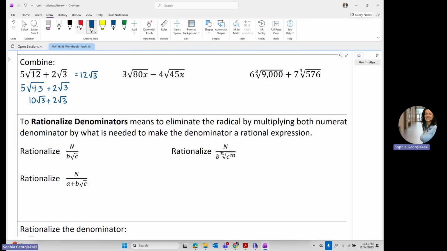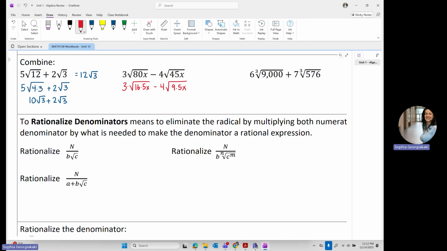For the next one, 80 is 16 times 5. Remember, there is an x there, so it's 80x. So that will be 16 times 5x. And that has a coefficient of 3. Minus 4, the 45 is 9 times 5. And remember the x there. So 45x is 9 times 5x.